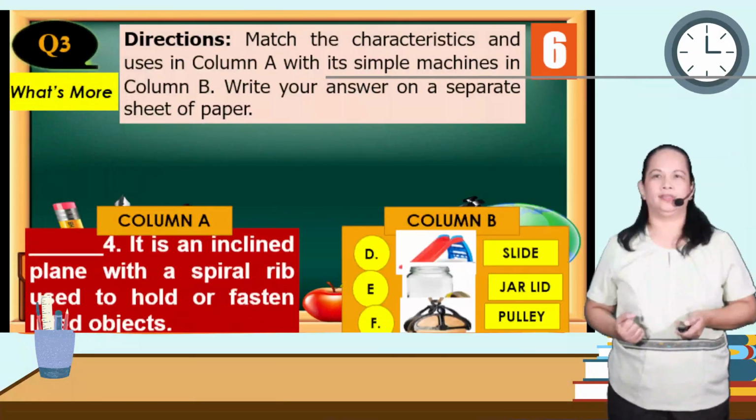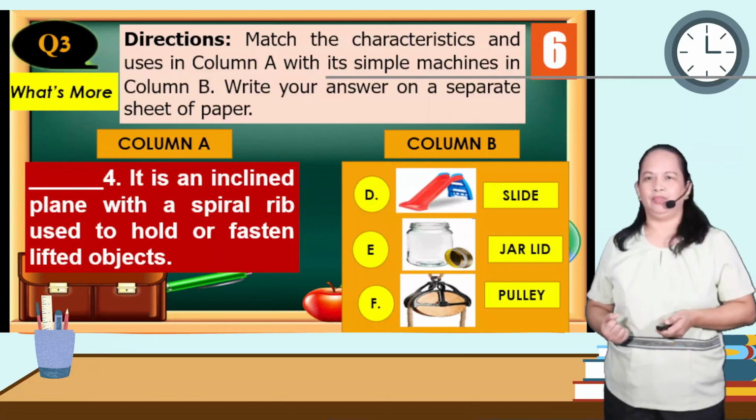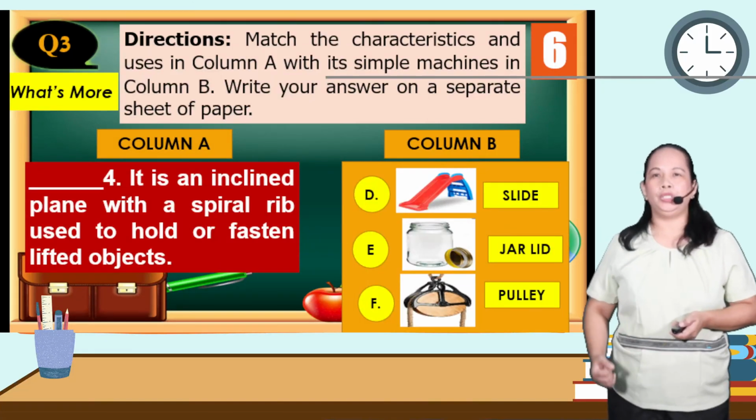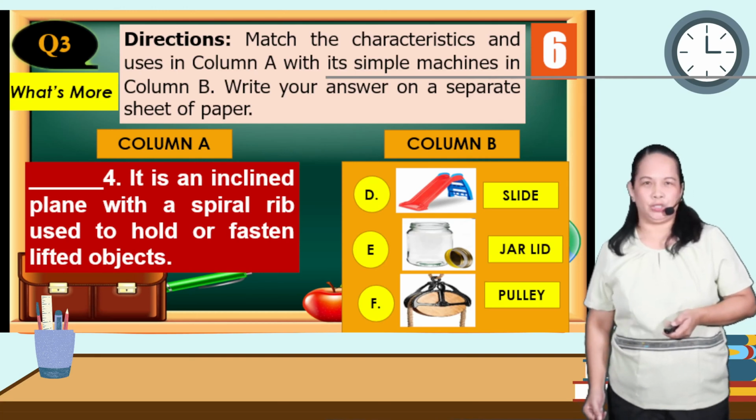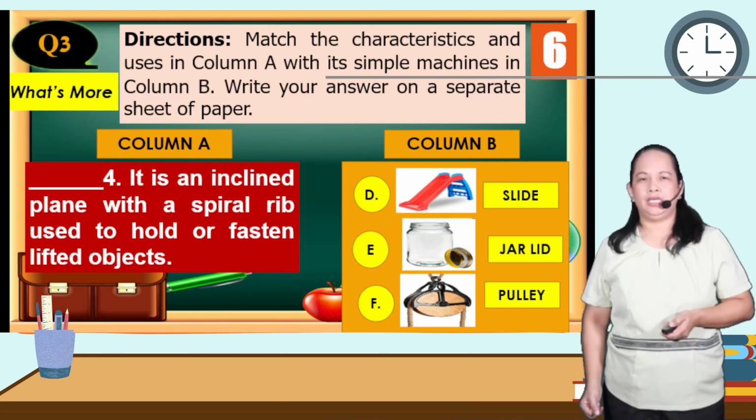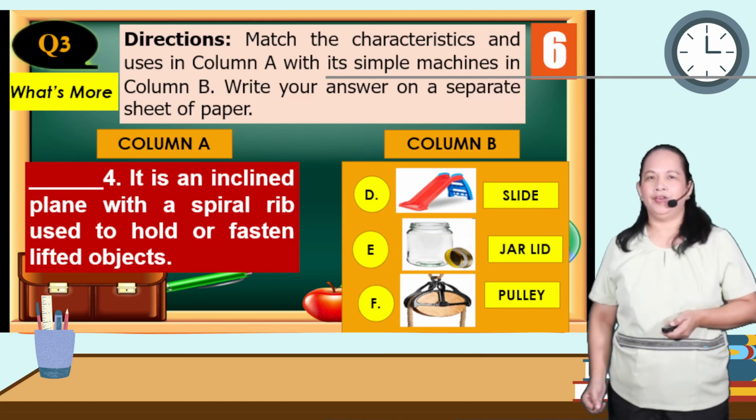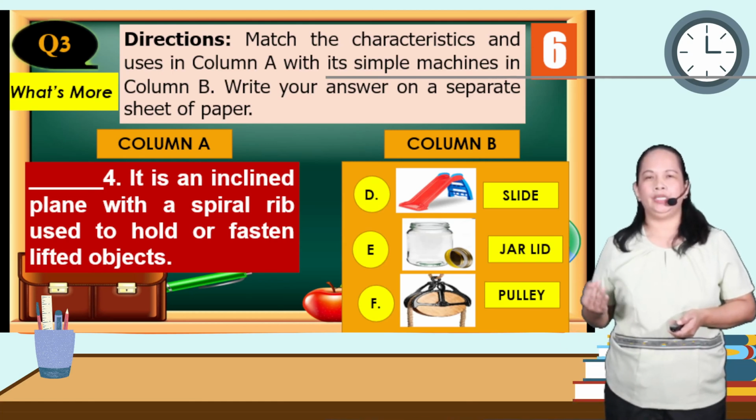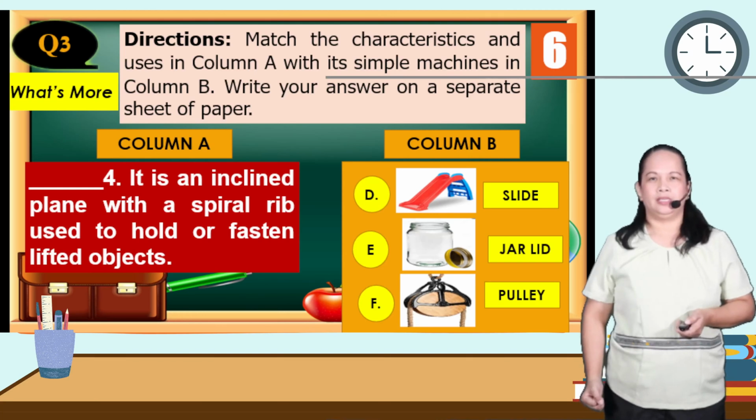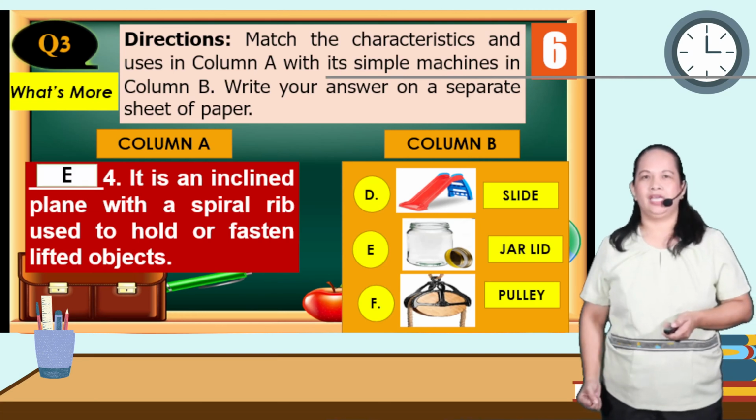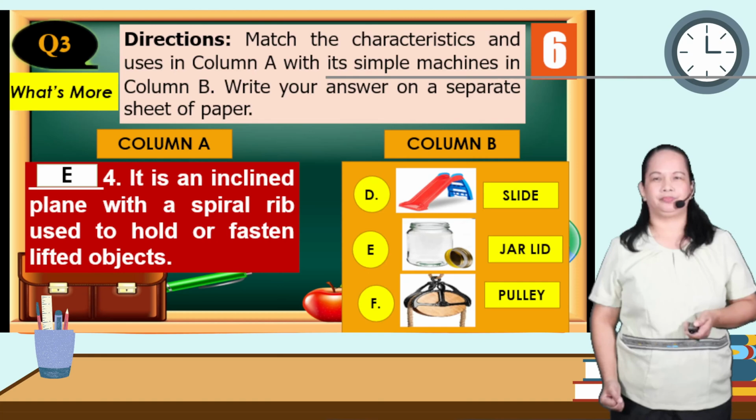Number 4. It is an inclined plane with a spiral rib used to hold or fasten lifted objects. Is it letter D, slide, E, jar lid, or F, pulley? 1, 2, 3, 4, and 5. What is the correct answer, grade 6 learners? Yes, it's letter E. It's a jar lid.